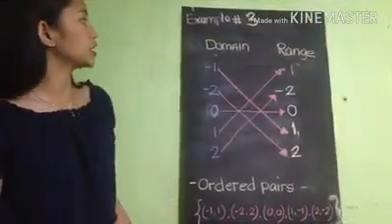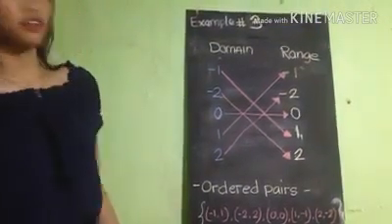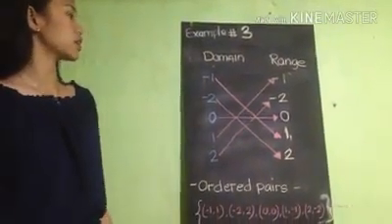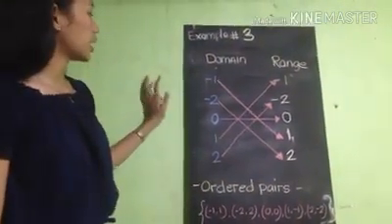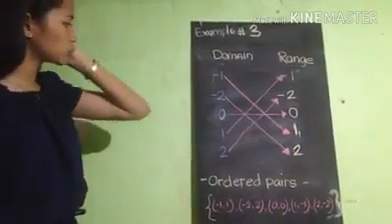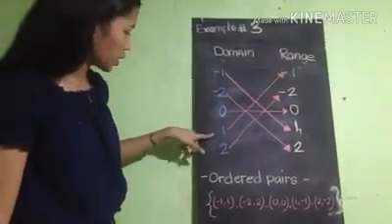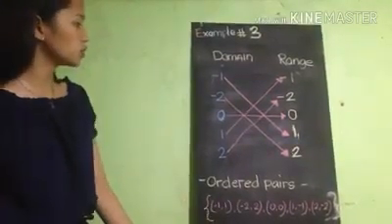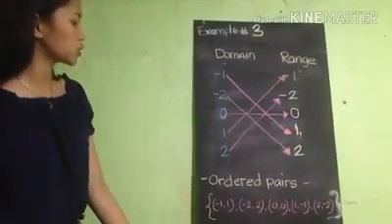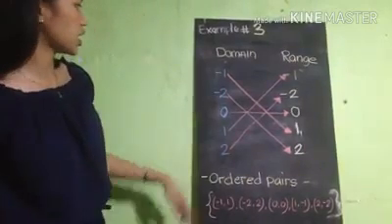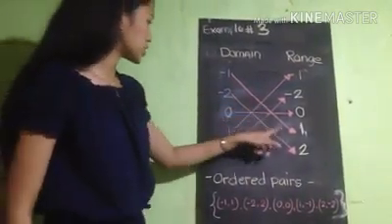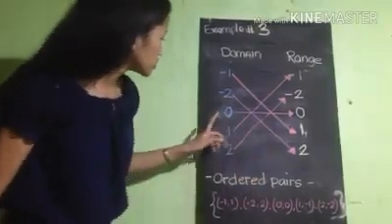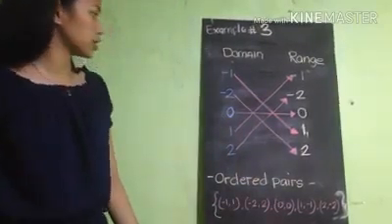Example number 3. Is the following relation a function? So, let's determine if the following relation is a function. The domain values are -1, -2, 0, 1, and 2. The range values are -1, -2, 0, 1, and 2. So, the ordered pairs are -1 and +1, -2 and +2, 0 and 0, 1 and -1.